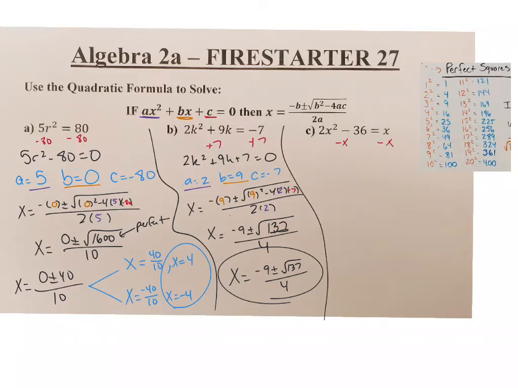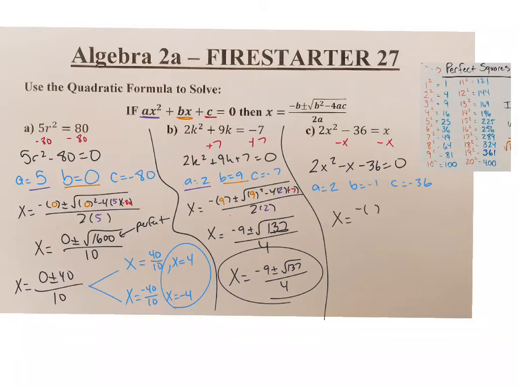So C, I minus x from both sides. I get 2x squared minus x minus 36 equals 0. Now, A is 2, B is negative 1, C is negative 36. Remember, I want to see this step every single time. I want to see you actually write out A, B, and C.